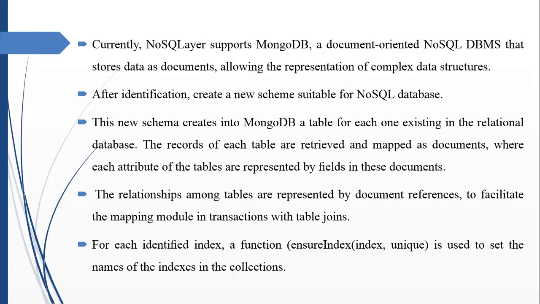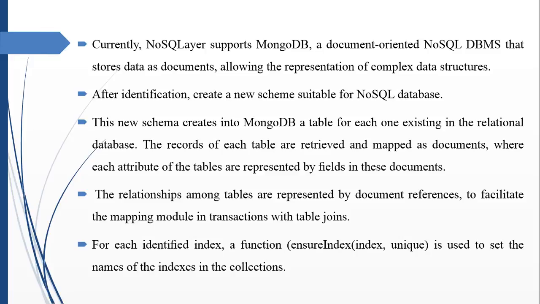Currently, the NoSQL layer supports MongoDB, a document-oriented NoSQL DBMS that stores data as documents, allowing the representation of complex data structures. After identification, a new scheme suitable for a NoSQL database is created. This new scheme creates in MongoDB a collection for each table existing in the relational database. The records of each table are retrieved and mapped as documents, where each attribute of the tables is represented by fields in these documents. The relationships among the tables are represented by document references to facilitate the mapping module in transactions with the table joins.